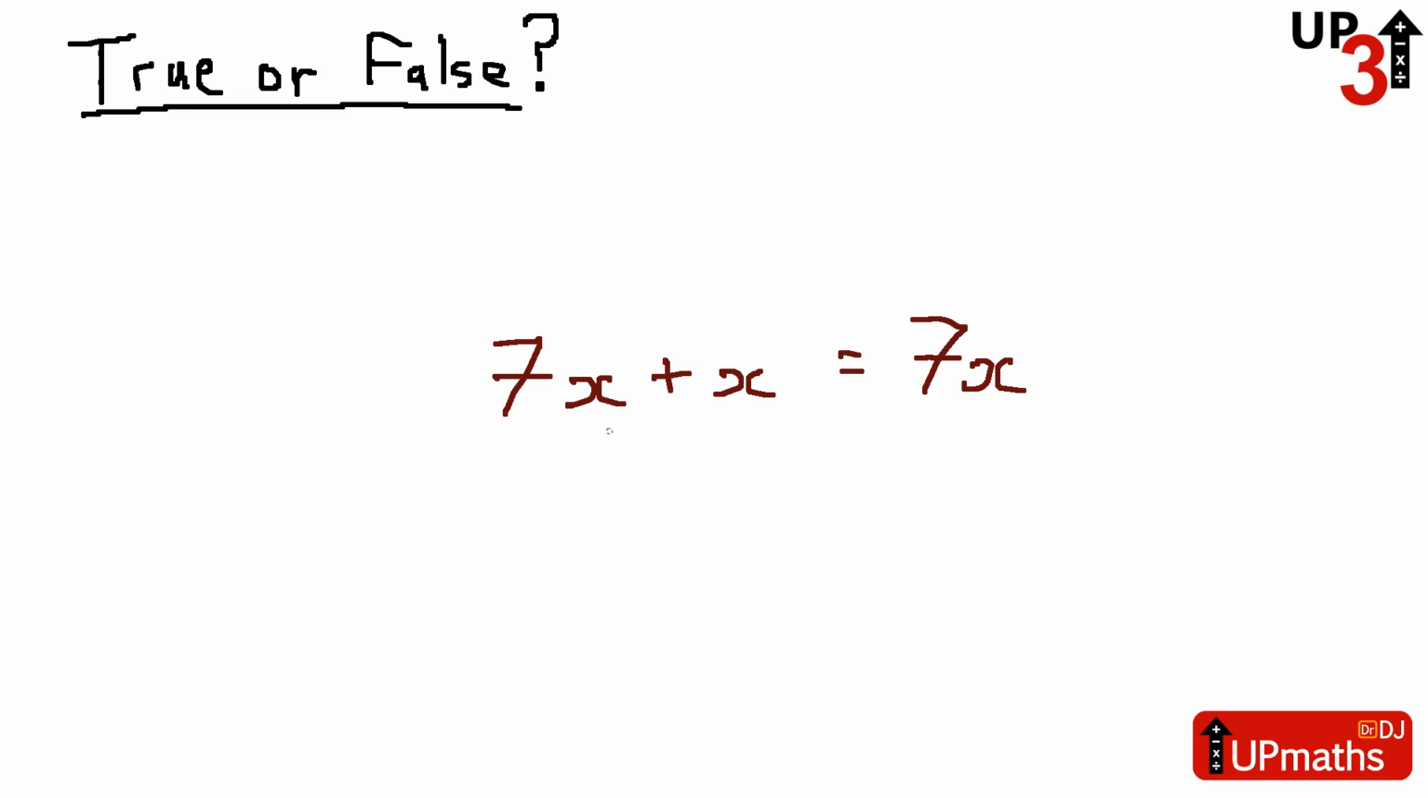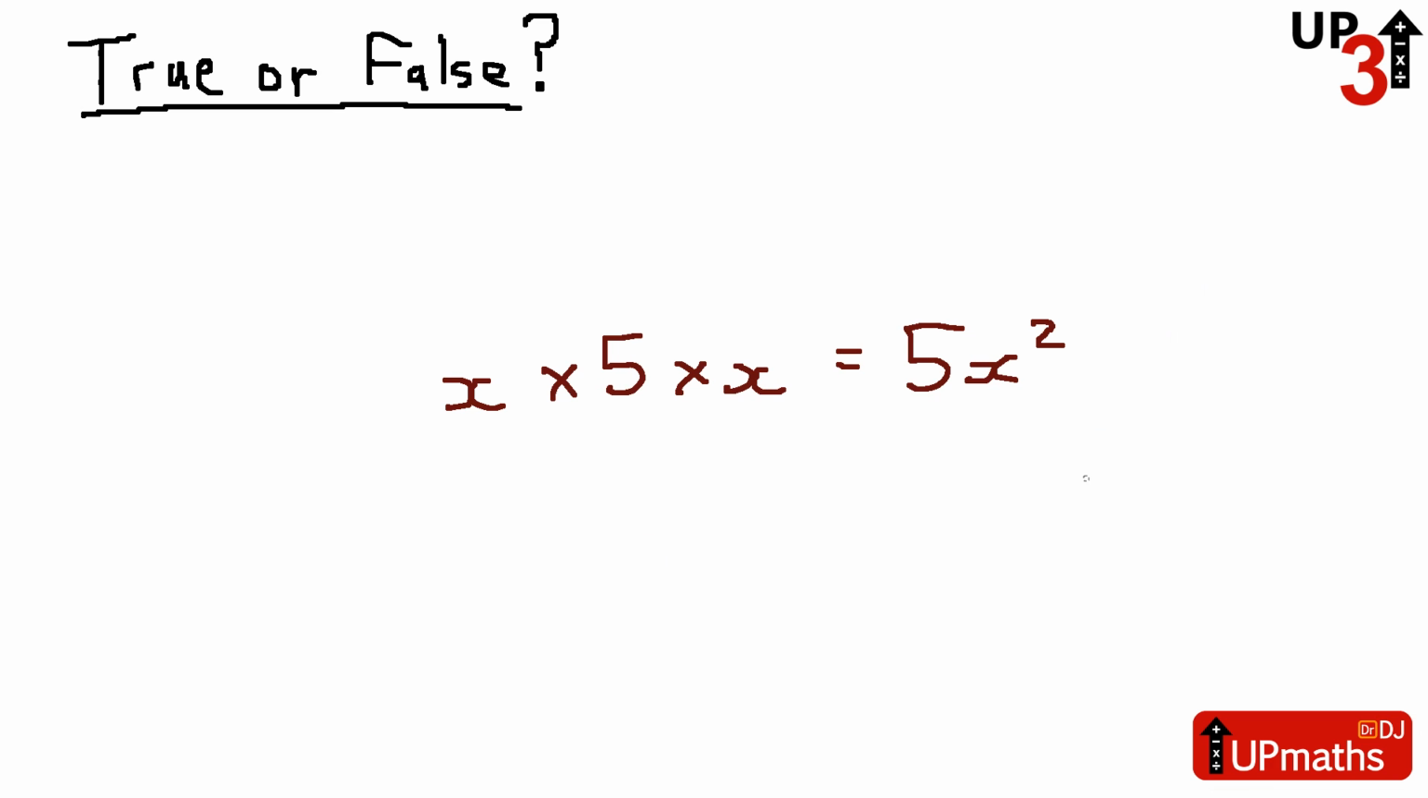What about this? This is false. The answer is 8x. The reason is that here you've got 1, 2, 3, 4, 5, 6, 7, and then an 8th x, making a total of 8 x's. True or false?